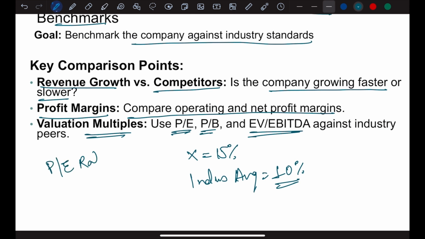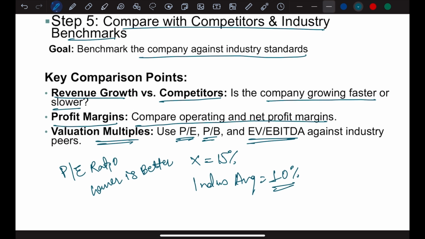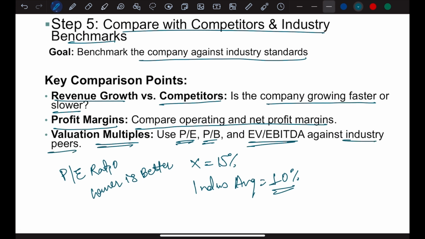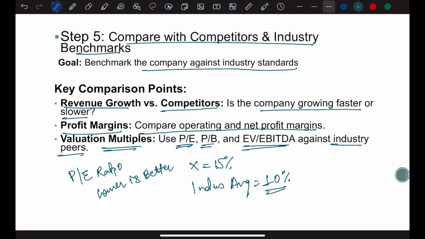So what did we learn? PE ratio: lower is better. In common sense also, if you are trying to value anything or trying to price anything, lower ratios are going to benefit you, because by lower we mean that we are paying less for our company than the industry peers. And these were the five key steps, or you can say checklist, before investing in any company.